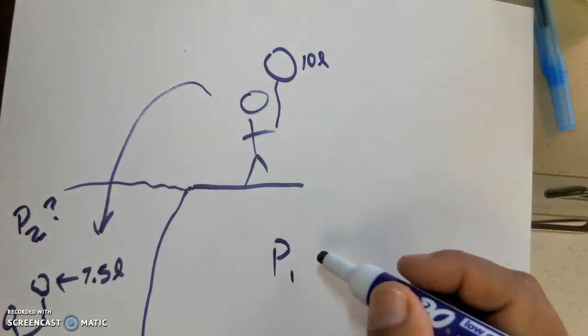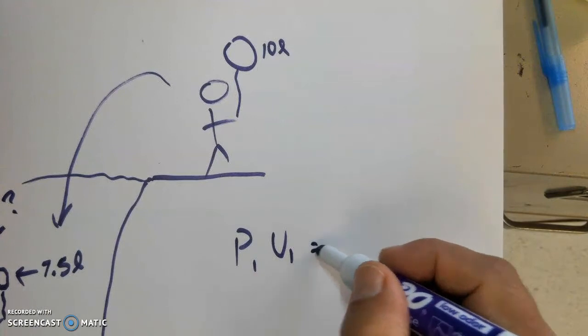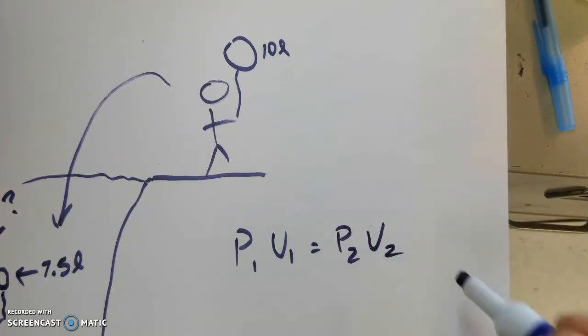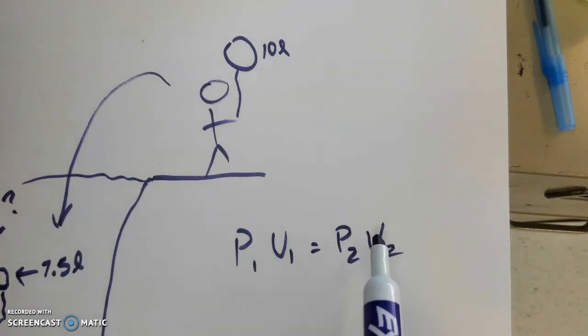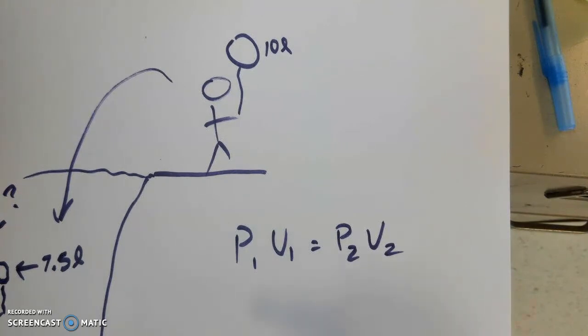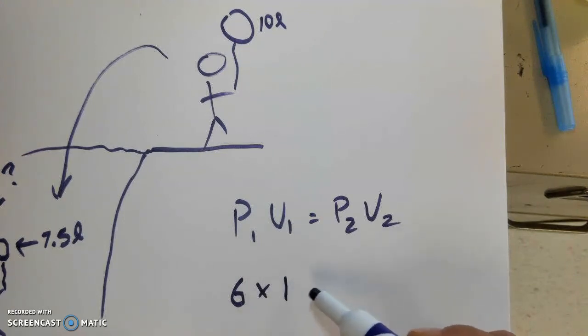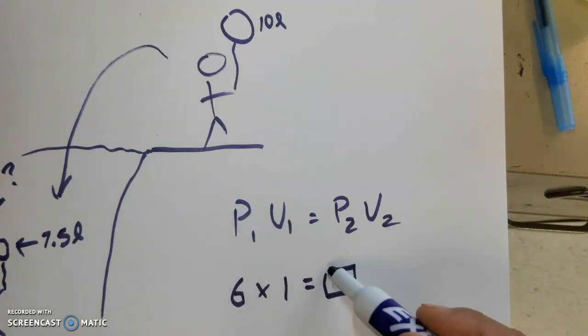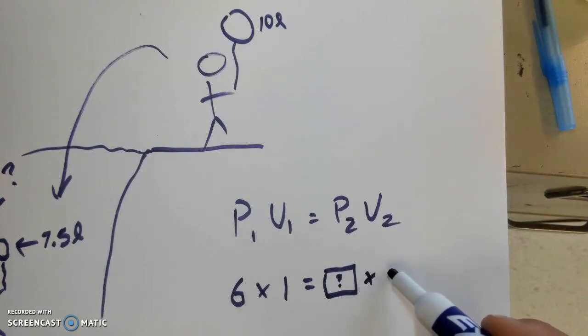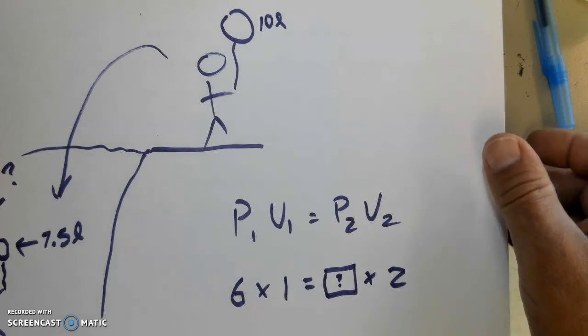P1 times V1 equals P2 times V2. In the first problem, I made you find V2. In this one, I'm going to make you find V1. You solve it the same way that you would solve this problem: 6 times 1 equals something times 2. However you solve that problem down there, it's the same way you solve that one up there. Submit your answers online for me. Thank you.